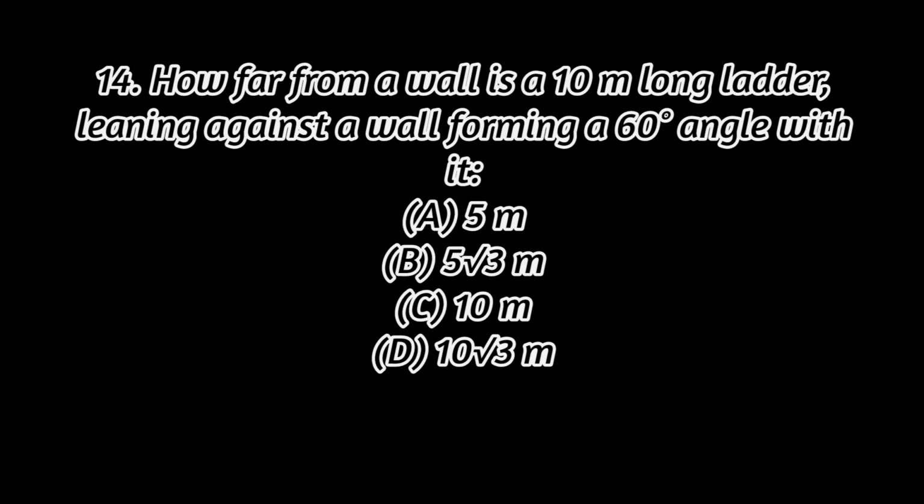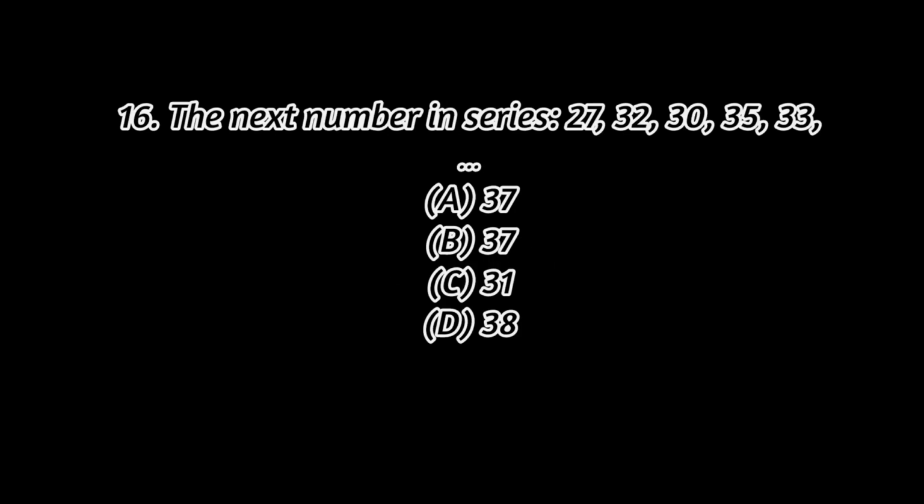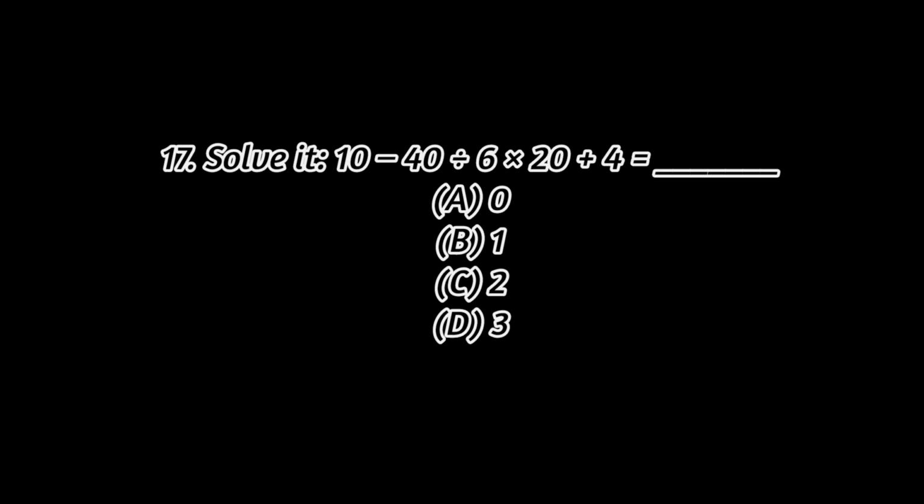12. How far from a wall is a 10-meter long ladder leaning against a wall, forming an angle of 60 degrees with it? 5√3 meter. What is the size of class interval 4 to 7? 4. The next number in the series 27, 32, 30, 35, 33 is 38. Solve it: 10 minus 40 divided by 6 multiplied by 20 plus 4.